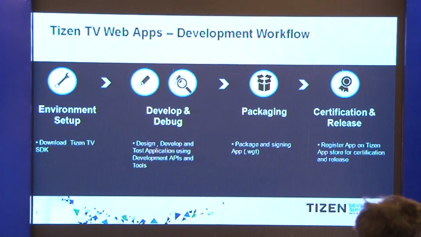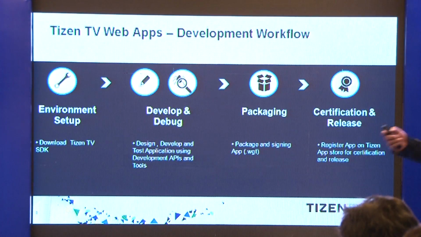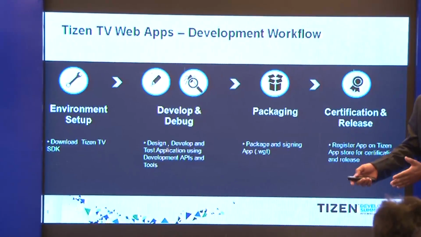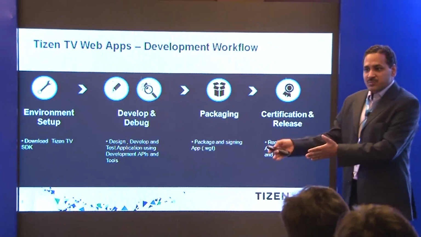So the next question is, how can I create an application using Tizen TV SDK? There are just 4 simple steps. Set up your environment by downloading Tizen TV SDK from the Samsung D forum as per your platform and install it as per the release notes mentioned there. Then you are ready with your setup. Second thing, design your application and develop your application based on the Tizen APIs provided by the SDK and the development suite provided by the SDK.